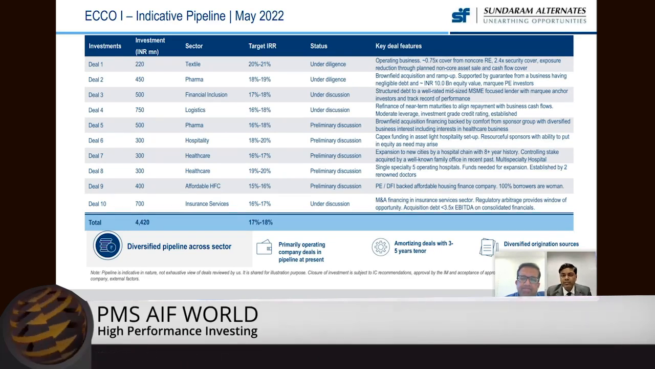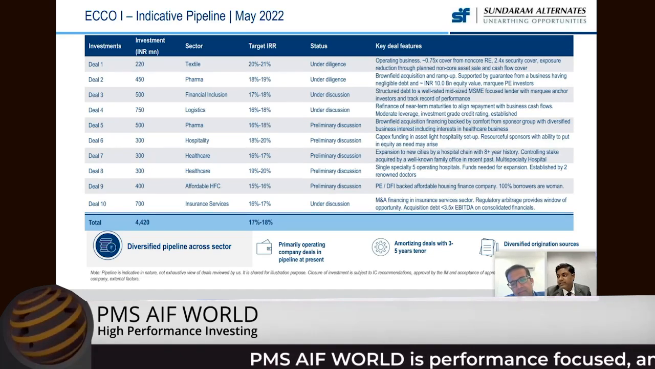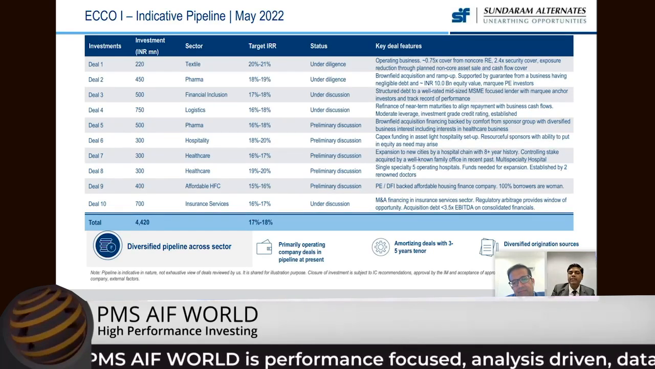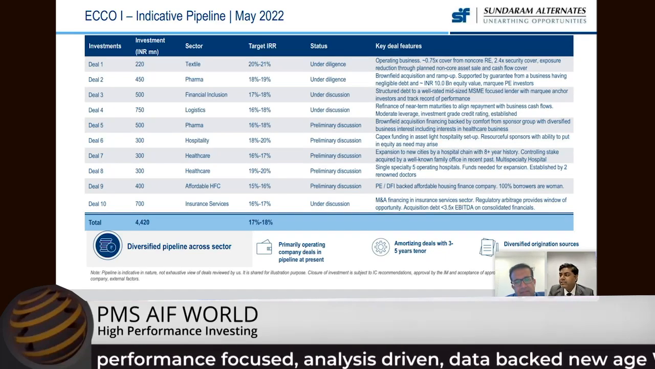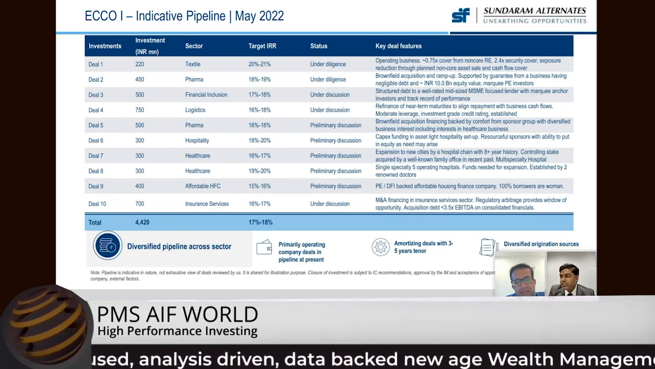So that's the flavor. This is the kind of deals that we are seeing in the market, wherein for various reasons, access to traditional mainstream channels of finance is restricted, and there is an opportunity for a fund like us to participate and generate a superior risk reward for investors.